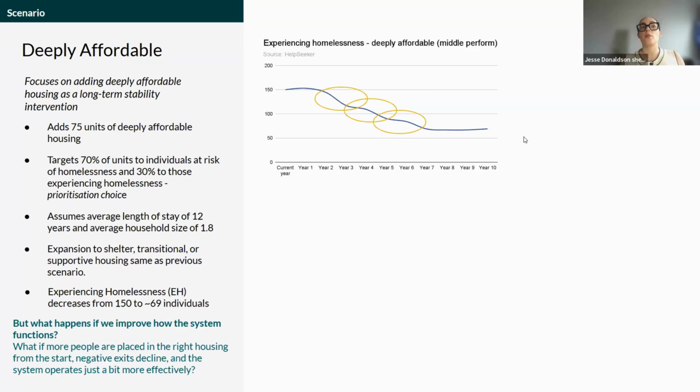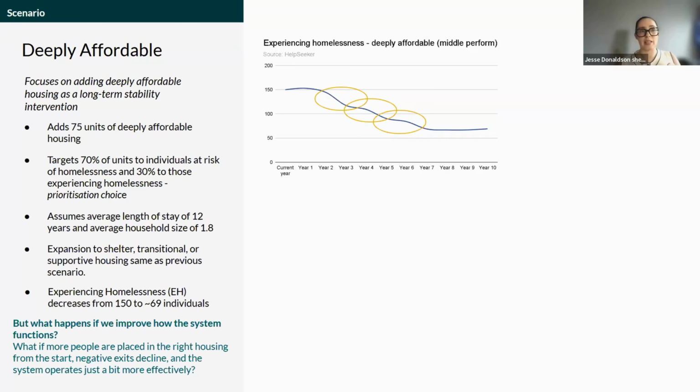But then I said, what if we improve how the system functions? So you remember there's multiple levels of concepts of performance within the model, but one of the main ones are positive and negative exit rates, length of stay, and then self-resolution. So are people staying where they need to? Are they going to the right spaces? Are we able to provide the support so that they're either exiting to housing or staying put in a positive space? So what I did was I just moderately increased the performance.